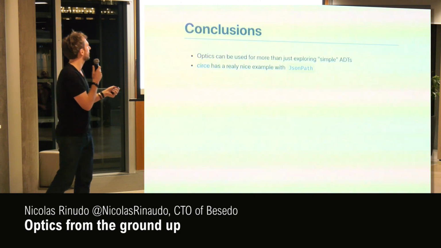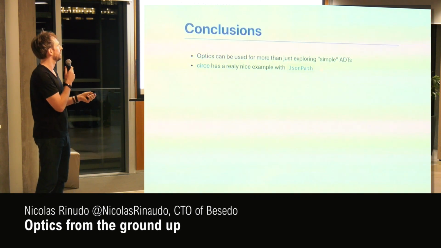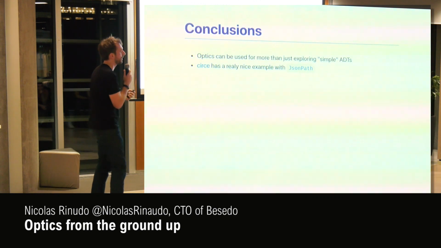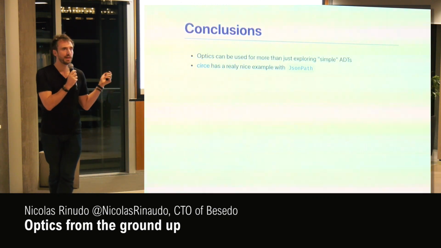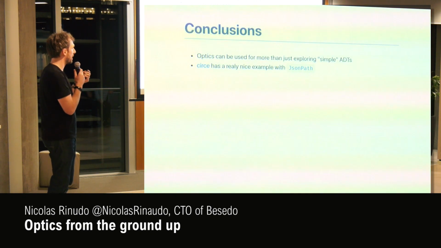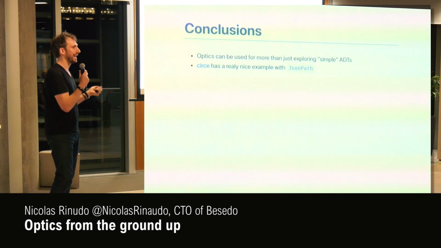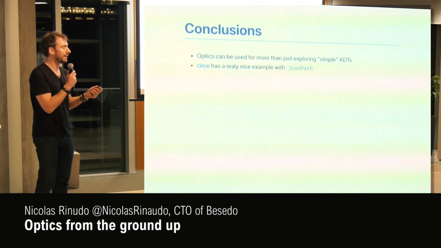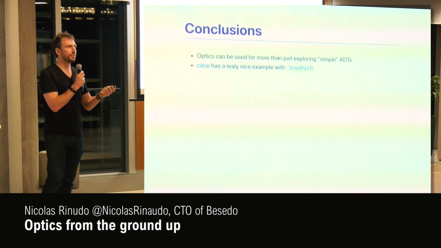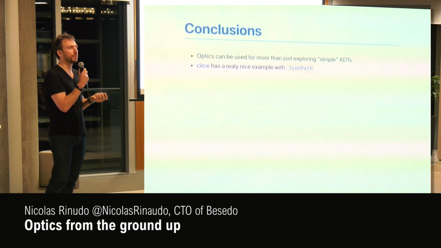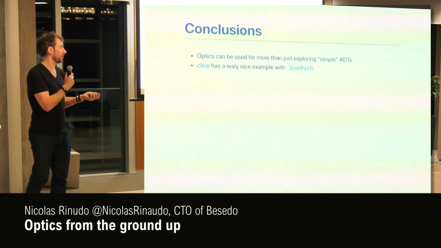Optics can be used to explore more than just simple ADTs. And if you want a really neat, really useful implementation of what I've just shown you with config path, you have JSON path with Circe, which is pretty amazing, really. I didn't know about it, I've not actually used it, but when I discovered it, it's really well written. Travis Brown, he writes beautiful code. Have a look, it's absolutely gorgeous code, and you'll want to know how that works.